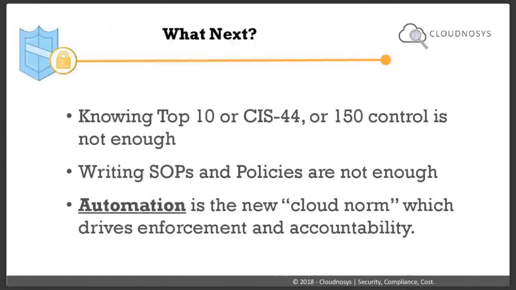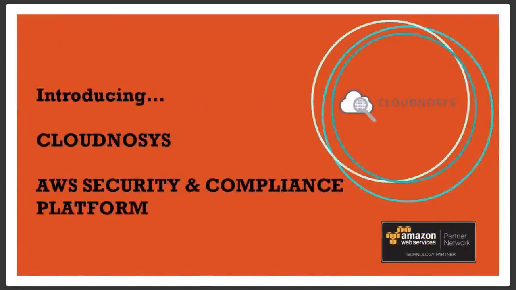what we have learned today is that the top 10, the 44, 150 controls are not enough. Even writing security operation policies and so on are not enough. What's the new thing that you need to do is automation. This is the new cloud norm, and that's going to drive enforcement and accountability for your cloud. So invest in automation. Take time out for that, because that's what you're going to need to make things happen and go forward. So with that, on the automation and reporting piece, I'm going to talk about the CloudGnosis security platform for just 2 minutes, and then we'll get into Q&A.